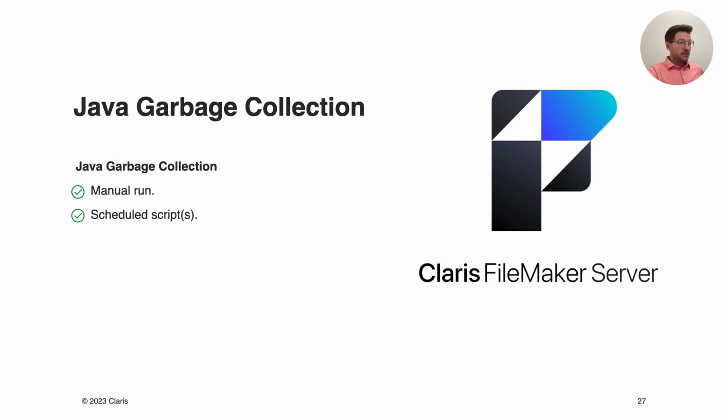Now that Java 17 JDK is installed, what new can you do with it? In FileMaker Server 2023, we have a new feature that allows you to force Java garbage collection to occur. WebDirect relies on the Java process for how the UI renders to the user and how it behaves as the users interact with objects on the layout.